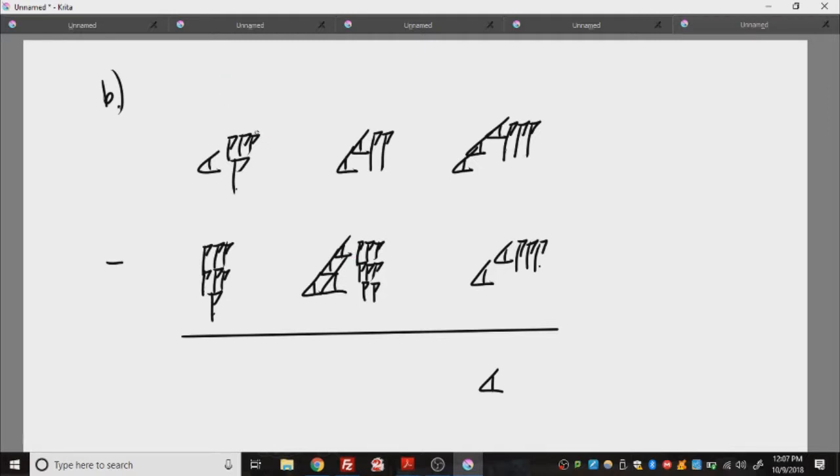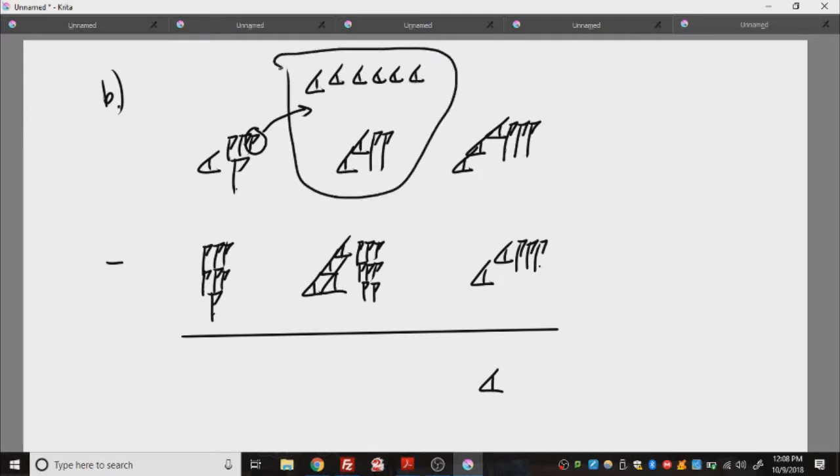So I borrow 1, which splits open into 10, 10, 10, 6 of them, 16. Now I have this many to take away from. That is now 82 minus 48. 82 minus 48. 34.